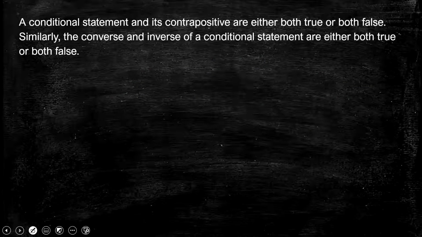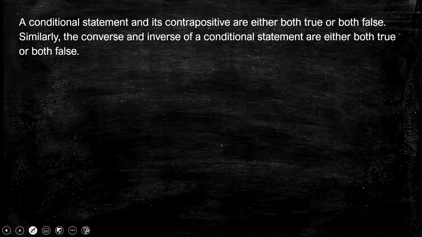A conditional statement and the contrapositive are both either true or false. So if the conditional is true, the contrapositive is going to be true. And then the converse and the inverse are either both true or both false. So if the converse is true, the inverse will be true. If the converse is false, the inverse will be false. Does that make sense?